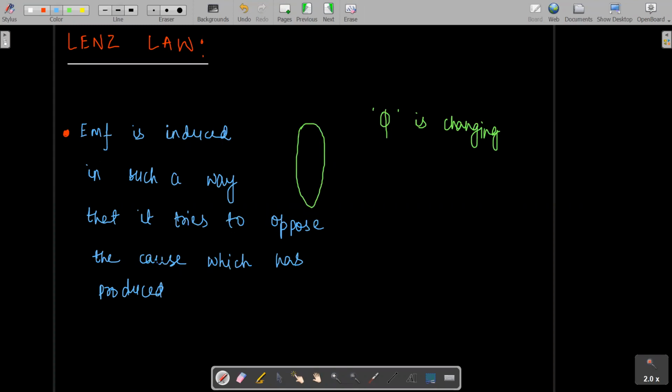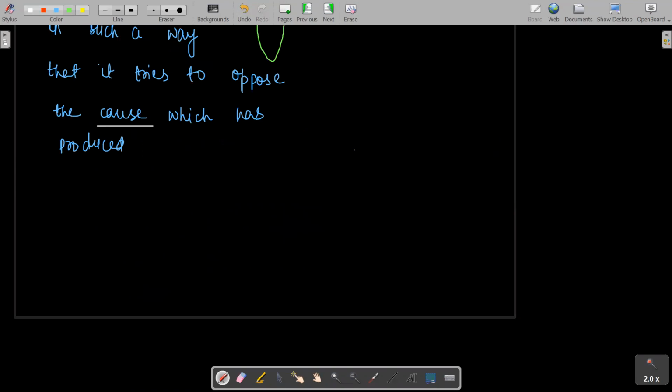The induced EMF is trying to oppose the cause, students. What cause? The cause of inducing the EMF. The induced EMF is trying to oppose the cause which has produced it. Which cause has produced EMF? The changing flux.